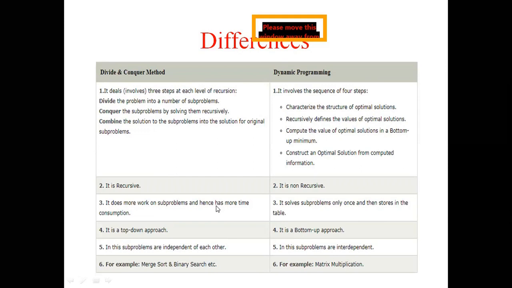Examples of the divide and conquer method are merge sort and binary search. In dynamic programming, matrix multiplication is one good example. If you understand these differences, you can easily understand our dynamic programming technique.